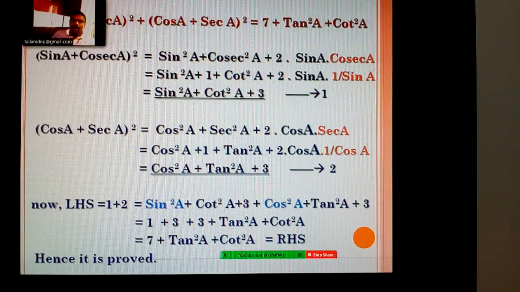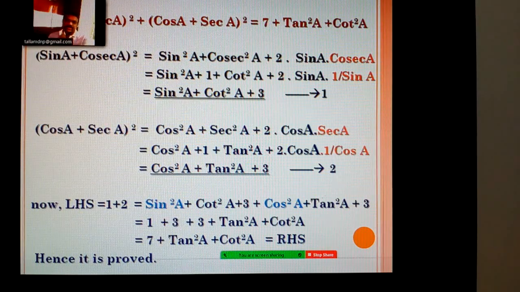So to prove these types of sums, you have to be thorough with the trigonometric identities. Not only the Pythagorean identities, you also have to be perfect with the reciprocal identities. By seeing the expression as per the ratio given, we need to use the suitable identity.